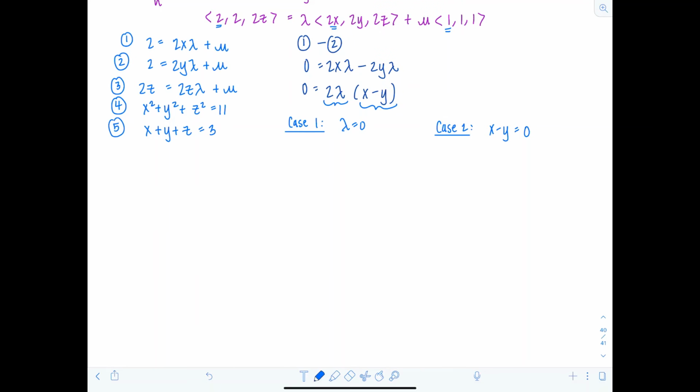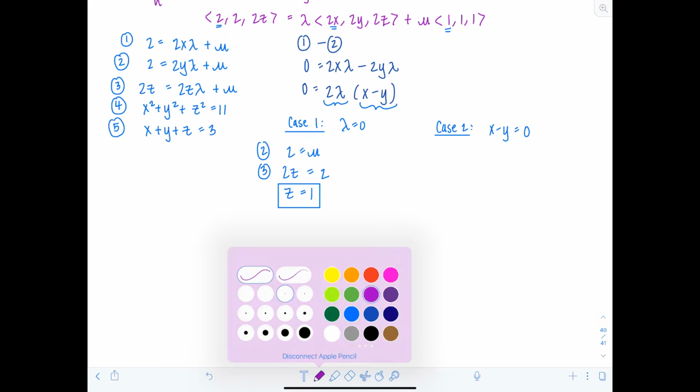Okay, so if lambda equals 0, looking at our 5 equations, what's the best place to go from there? Well, how about equation 2? Because if I go to equation 2 and I know lambda is 0, then I know 2 is equal to mu. And then from there I can go to equation 3. Since lambda is 0, I would have 2z is equal to 0 plus mu, which is 2, which means z is equal to 1. This is shaping up nicely. Okay, so z is 1. Where to go now? How about equation 5? Because I have z.